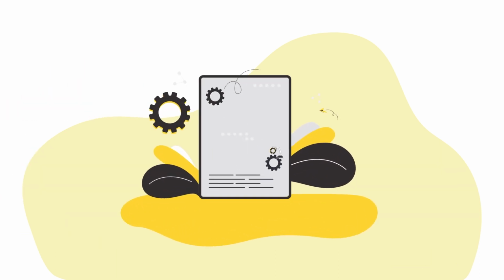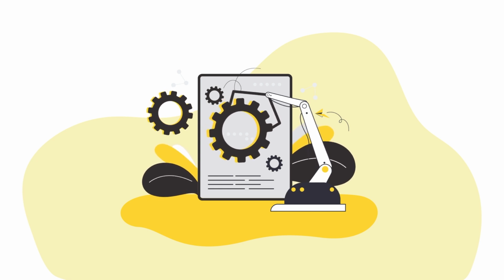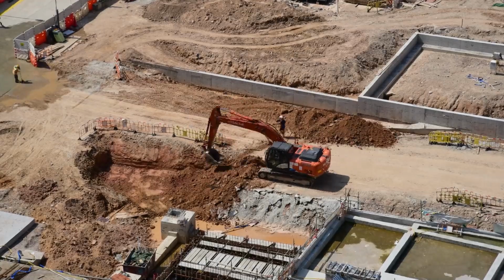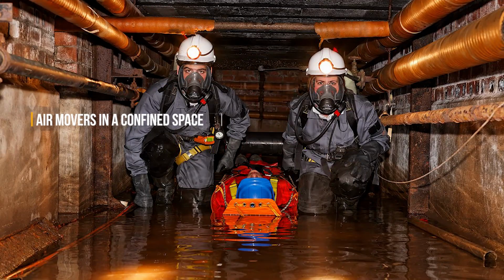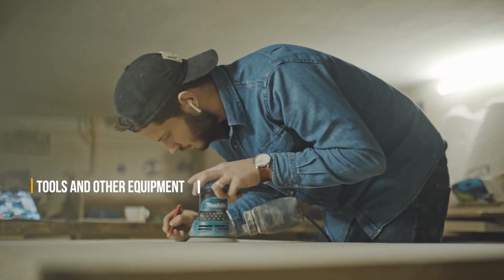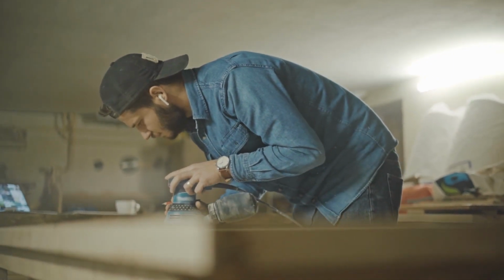If a hazard can't be eliminated, then Cam should look at the next level control in what is known as the hierarchy of controls, engineering controls. Some engineering controls could be shoring in an excavation, air movers in a confined space, guards, barricades at heights, tools and other equipment.